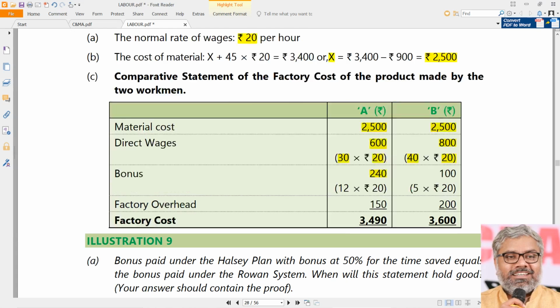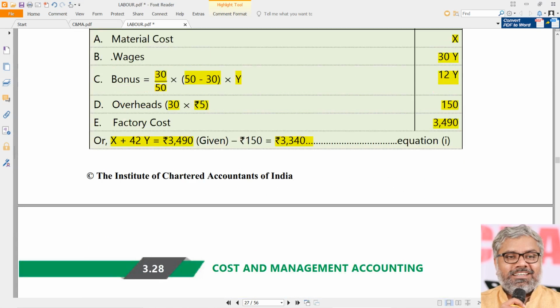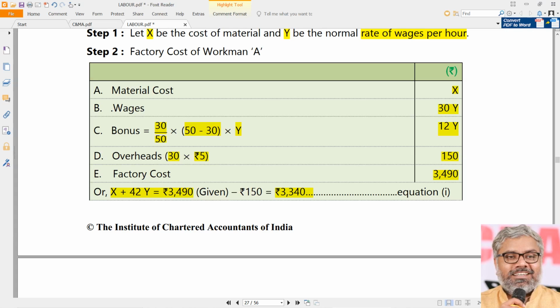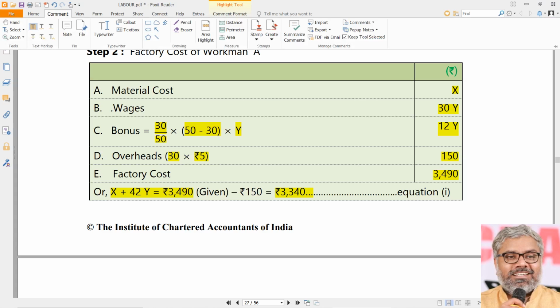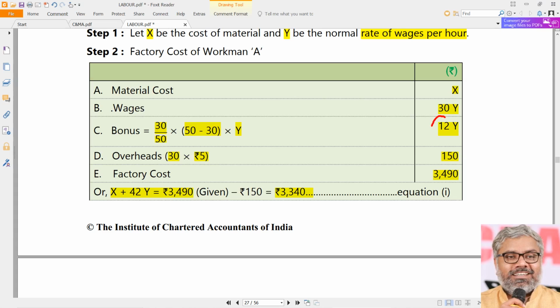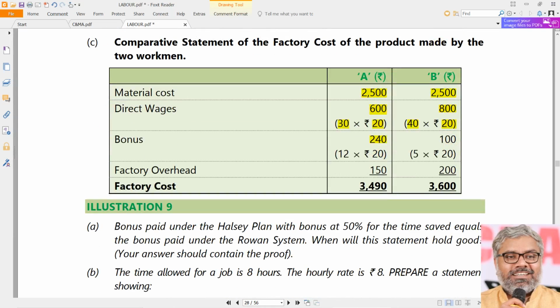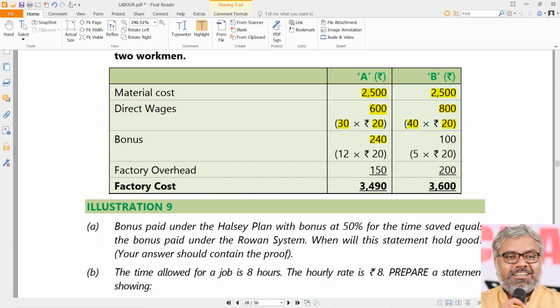Bonus. How much is it? We already know that. For A it was 12 into Y. That was the bonus we already identified here. That is 12Y is the bonus for A. Now 12Y means 12 into 20. That comes to 240. That is the bonus to A.